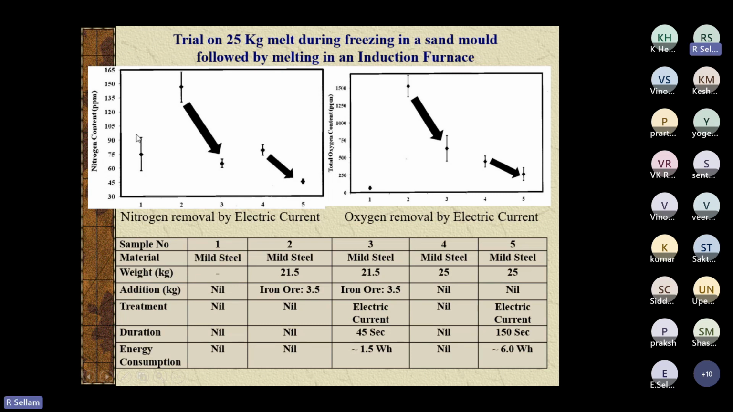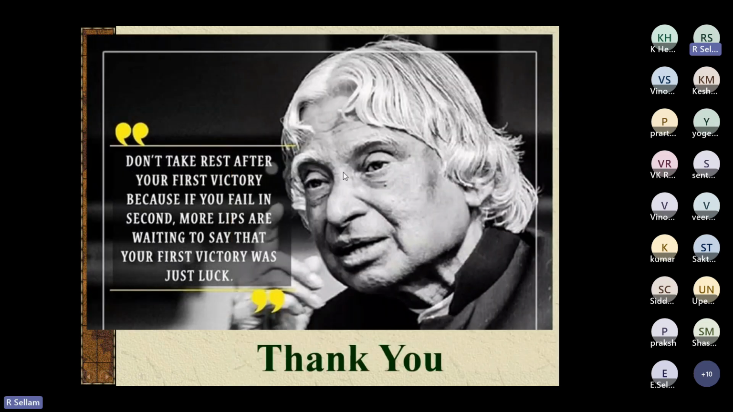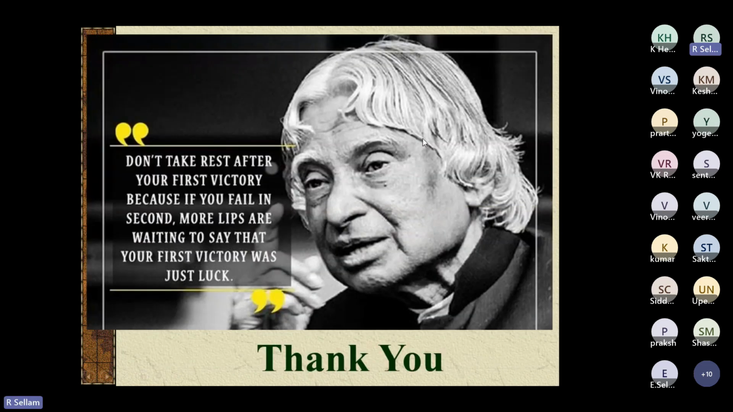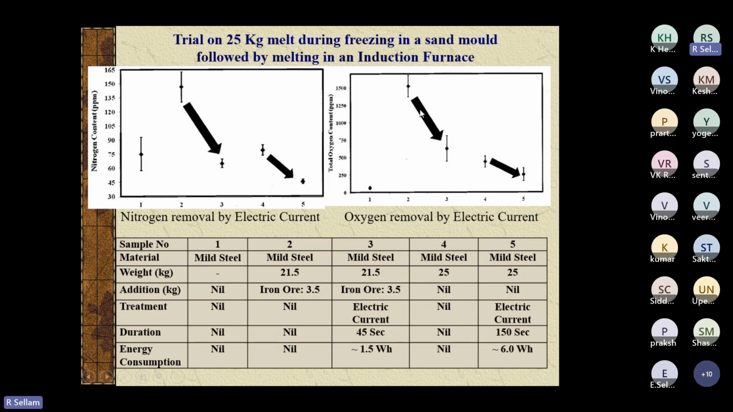So here, samples 4 and 5 follow like this. The original mild steel sample 1 is in this range. Then you can see the nitrogen removal changes like this, and the oxygen content changes like this. So without addition of iron ore and with addition of iron ore, both work, and you can remove nitrogen as well as oxygen from the molten iron bath.